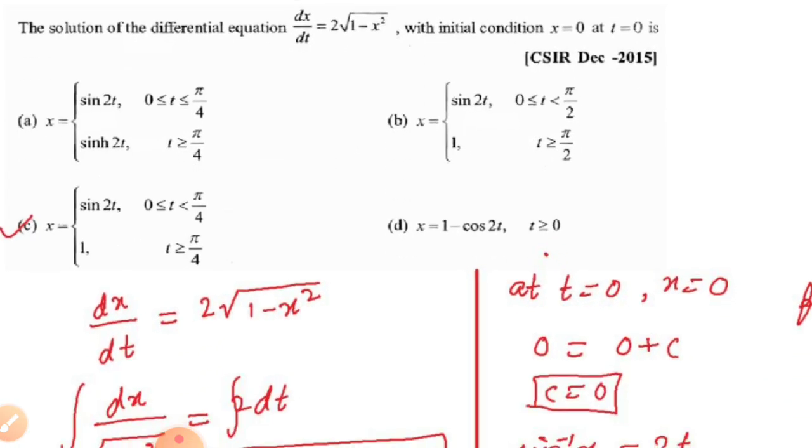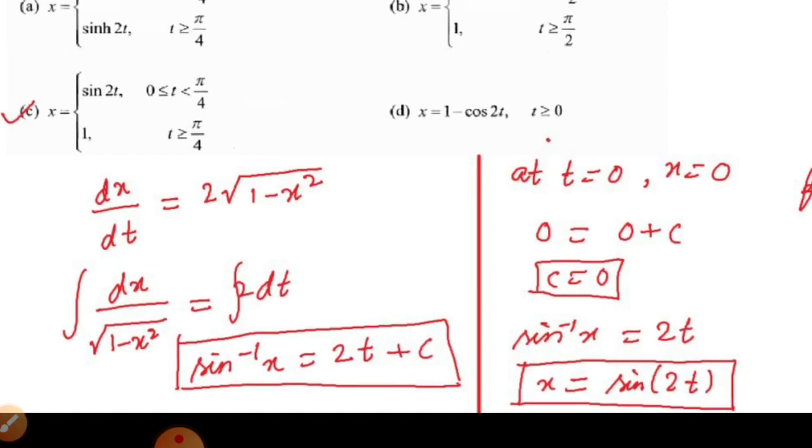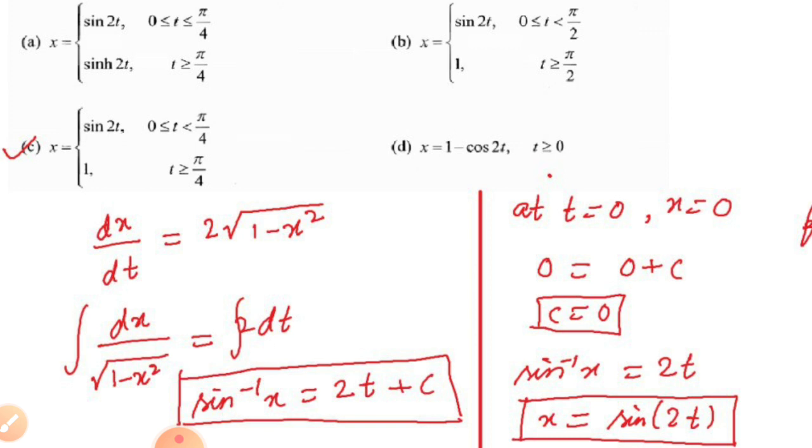To solve this differential equation, we can rearrange the terms because it is a variable separation form. x terms can be taken towards the dx side and the non-x terms can be taken towards the dt side. So this equation can be rearranged as dx upon root 1 minus x square equals 2 dt. Both the left and right sides can be integrated, so the integration of 1 by root 1 minus x square is sin inverse x, so sin inverse x equals 2t plus c.